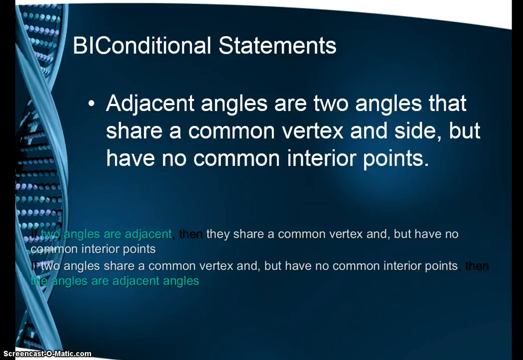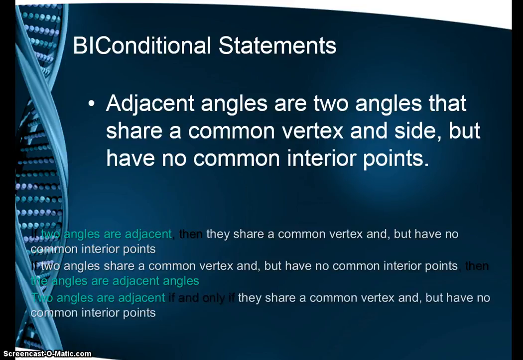And I wanted to say, well, are these two things true? If two angles share a common vertex and side, and have no common interior points, then the angles are adjacent angles. And that is true. So I'm going back to my original statement. I'm putting the if and only if inside. Again, see how there's no if out front here and there's no then here. So please be careful with that.